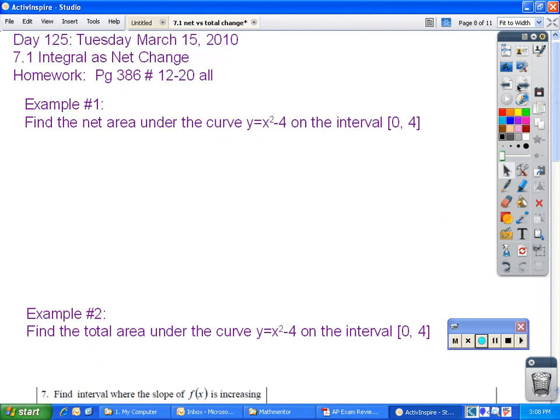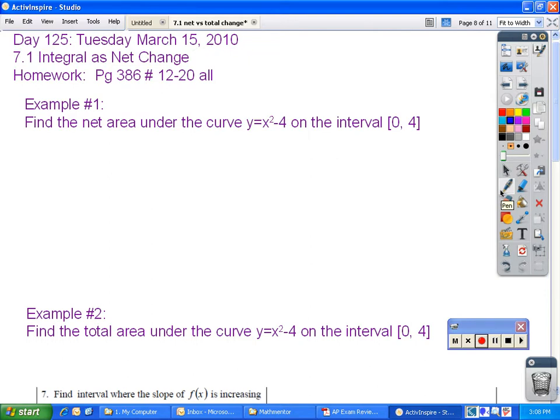All right. So today is Tuesday, March 15th, and we're still working on 7.1, which is integration or integrals as a net change. And your homework tonight is page 386, numbers 12 to 20, all.